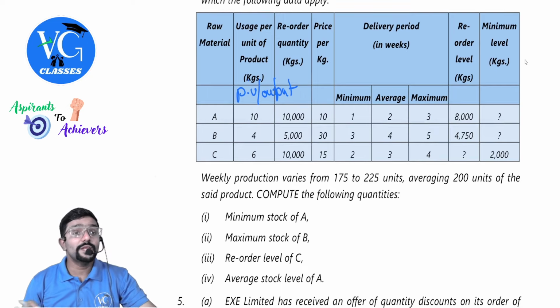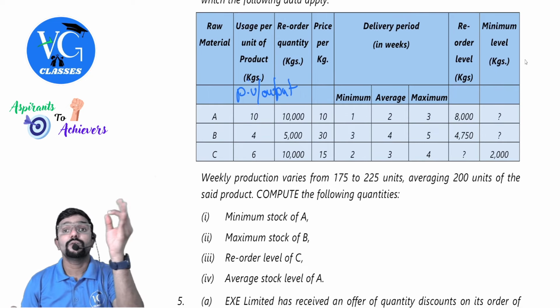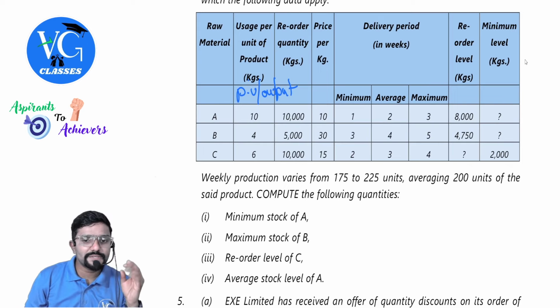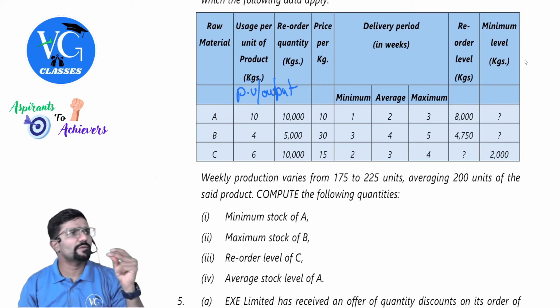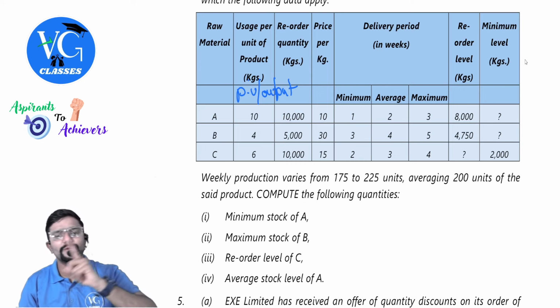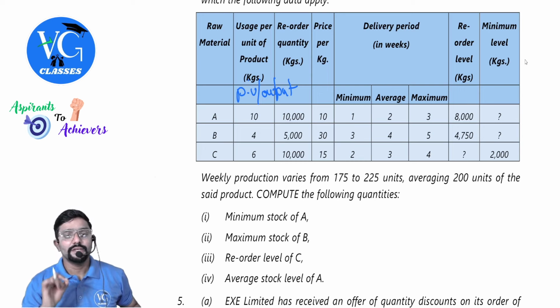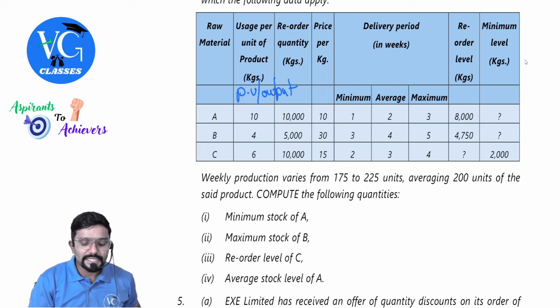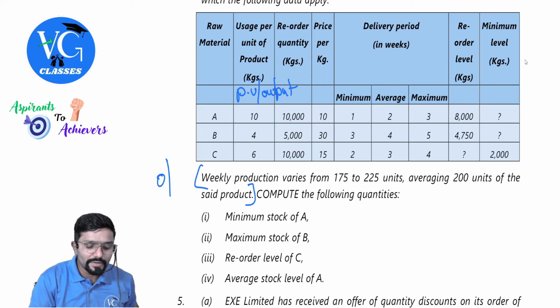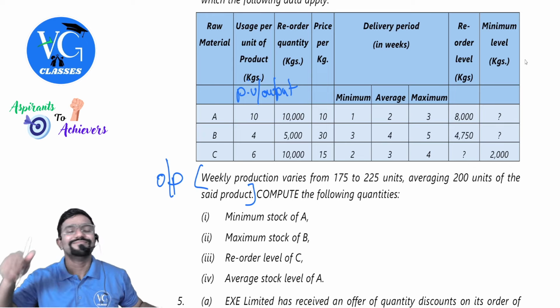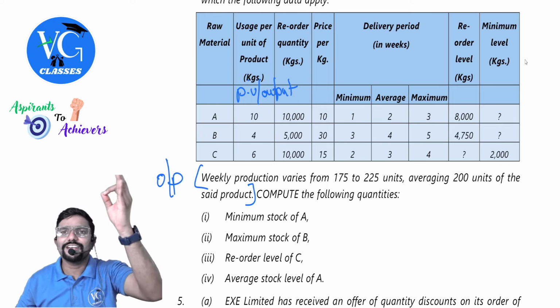Good. Weekly production. Production means what? What will you produce? Output. Weekly production varies from 175 to 225. So minimum 175, maximum 225, average 200 of the said product. Compute the following quantities. Guys, you should know that what they have given here is with respect to output. Now, can I calculate for raw material? Hello, can I calculate for raw material?